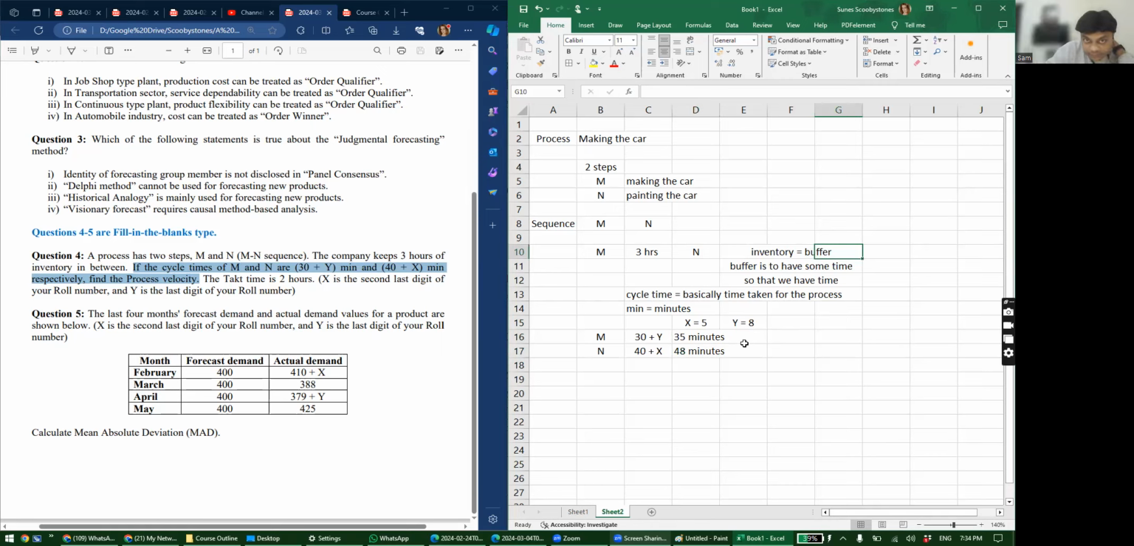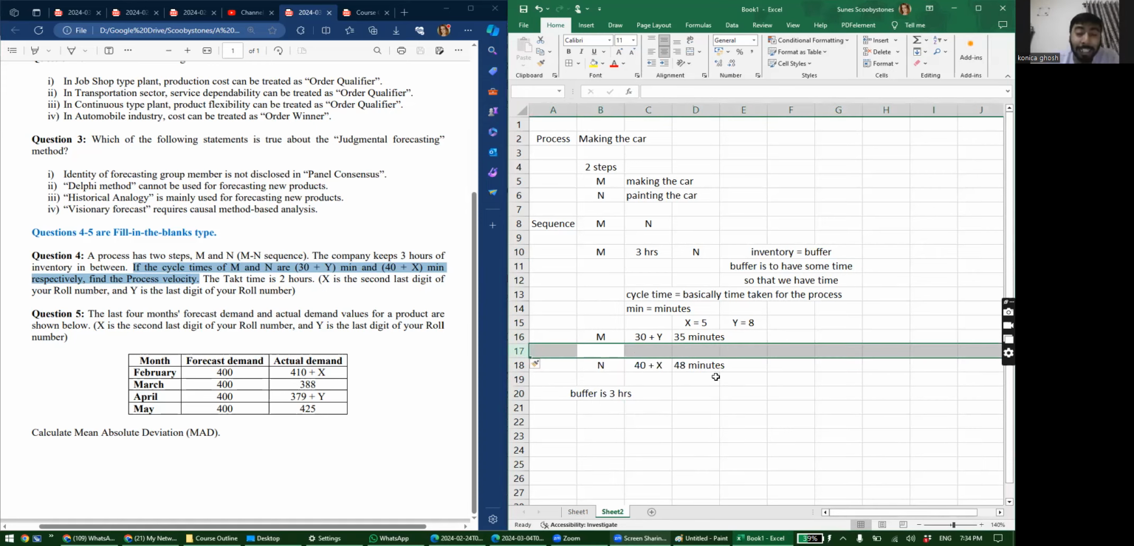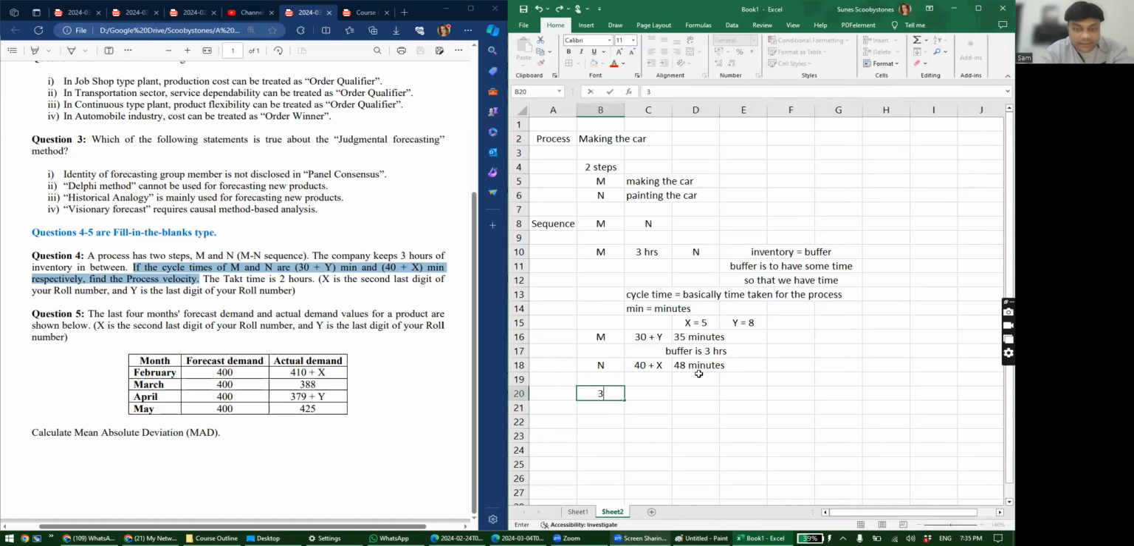And one thing we have to remember is they have taken a 3-hour buffer. Basically, the company keeps 3 hours of inventory in between them. The word in-between is very important. In between means between X and Y, this 3 hours is coming. So basically it is 35 minutes, then we have 180 minutes, then we have 48 minutes. This is the timeline, the total time basically.